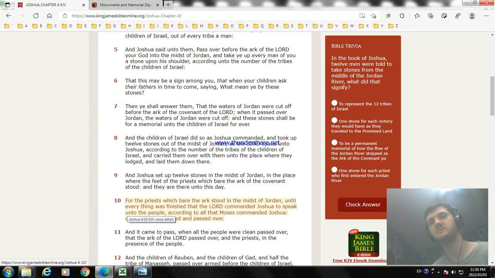And I'll read verse 10. "For the priests that bare the ark stood in the midst of Jordan, until everything was finished that the Lord commanded Joshua to speak unto the people, according to all that Moses commanded Joshua. And the people hasted and passed over."